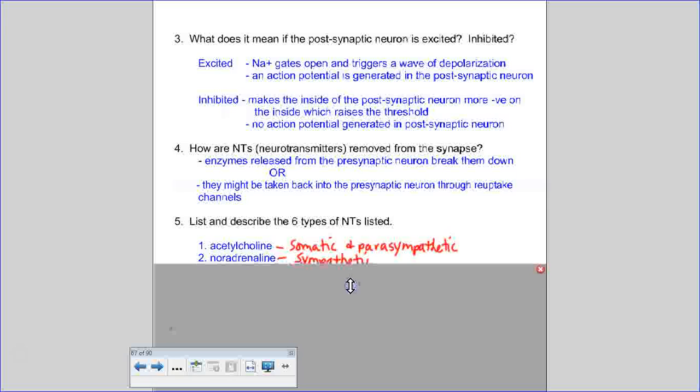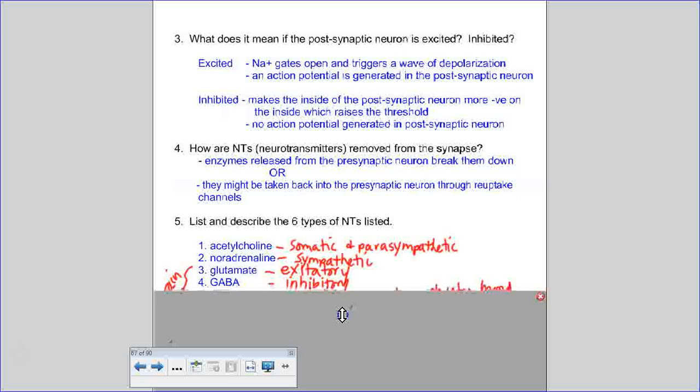Noradrenaline is also known as norepinephrine. That's the one that's released from the sympathetic nerves, so it's involved in the stress or fight or flight response. If you think of all those things, your increased heart rate, increased breathing rate, opening up of your airways, dilation of your pupils, all those kinds of things would be taken care of by noradrenaline being released at the ends of the sympathetic nerves.